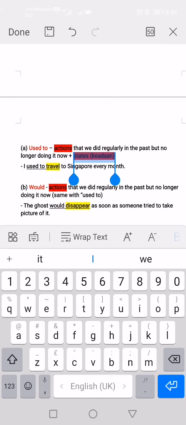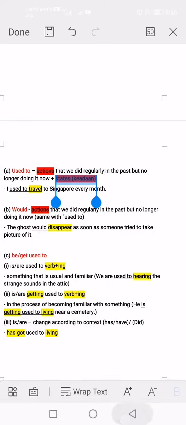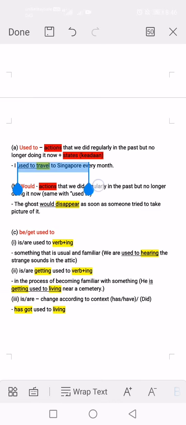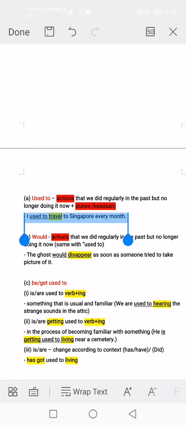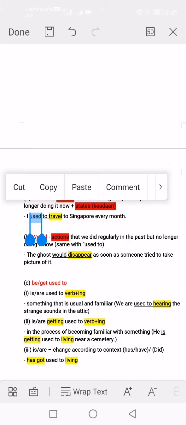一个状况很常发生. States means keadaan, state 是状况, keadaan yang selalu berlaku dulu tapi sekarang tidak berlaku lagi, 以前很常发生的，现在没有发生的状况，还没有再发生了. Okay, for example like this: I used to travel to Singapore every month. Still traveling? No, because used to means 曾经, 很常又是曾经, selalu dan pernah. Sekarang tidak berlaku lagi. 现在没有发生了. But you have to make sure after used to, after to, the verb after that must be original. This is very easy.